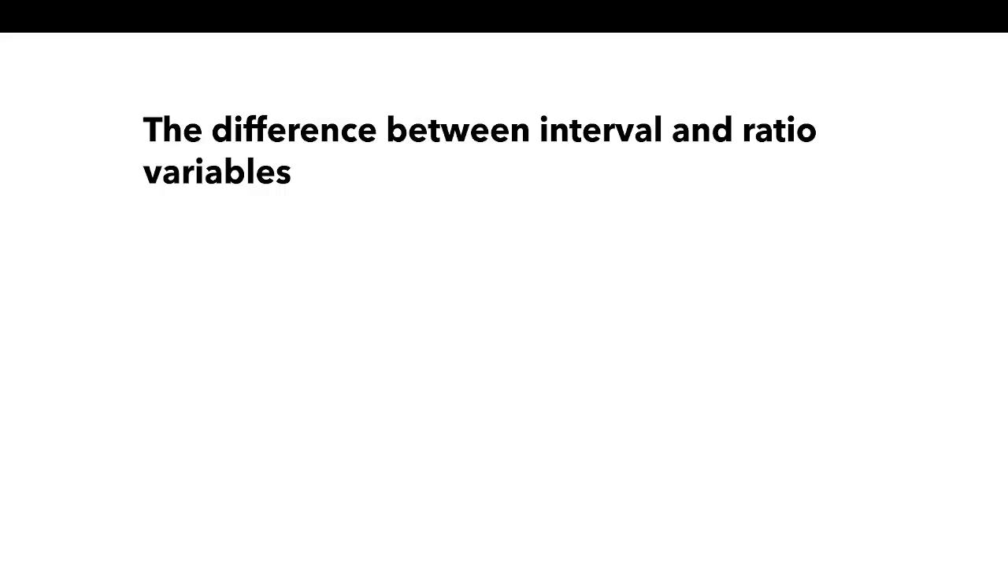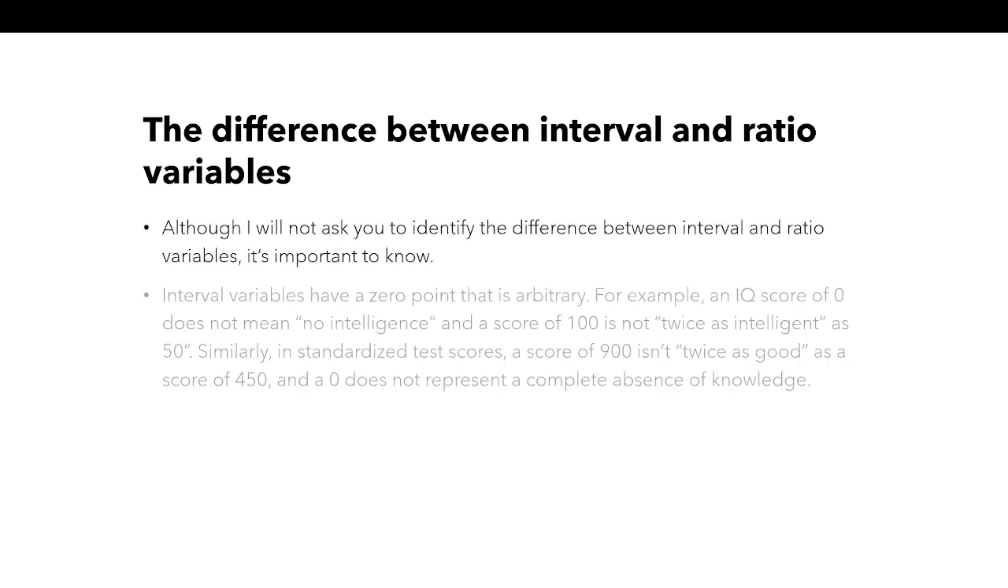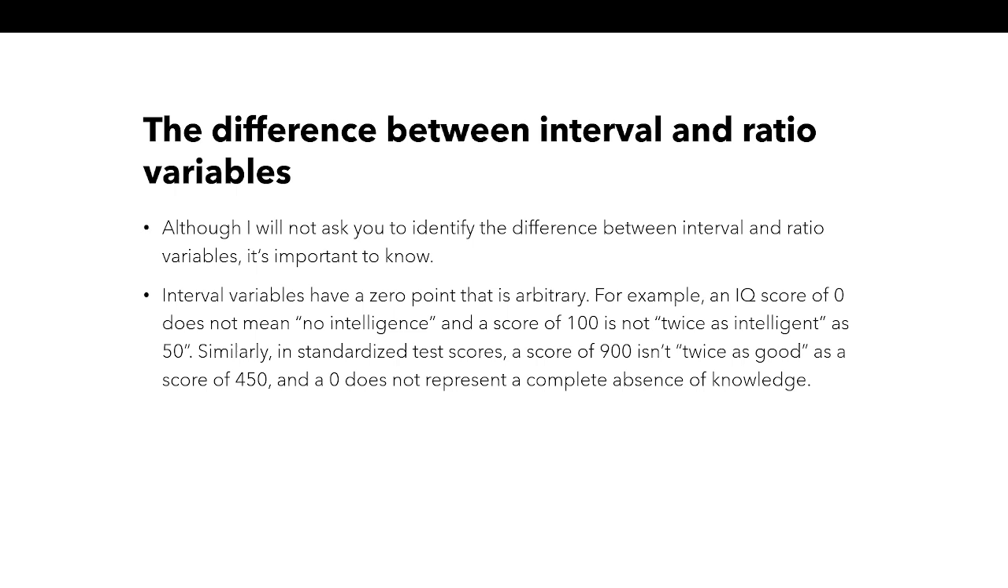Okay, so while I'm not going to ask you to differentiate between interval and ratio variables, I did want to make sure to include the description of what the difference between them is. So, interval variables have a 0 point that is considered arbitrary. And when we describe something as arbitrary, we're saying that it kind of isn't really clear. It's not really evident why it is that 0 point exists the way it does.